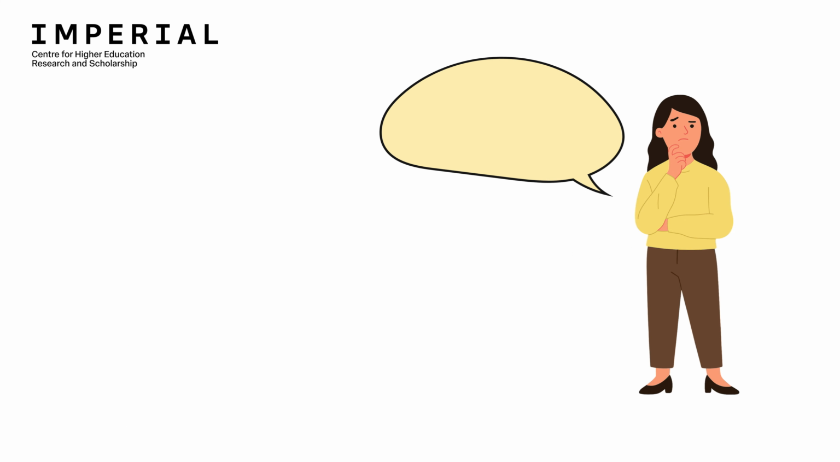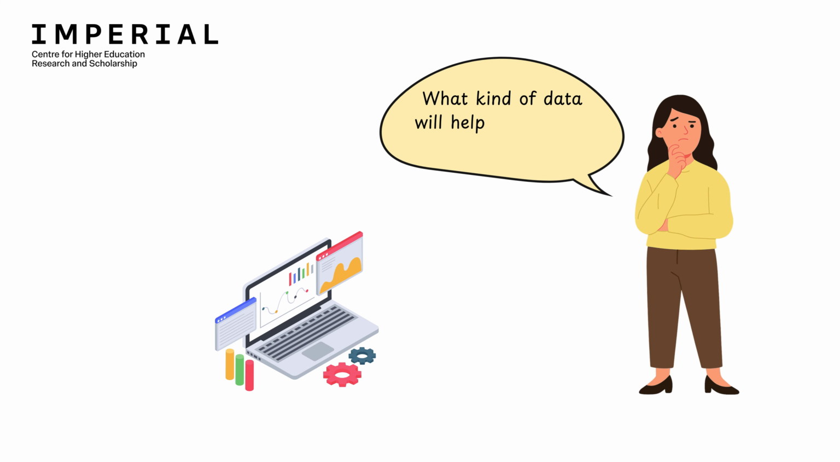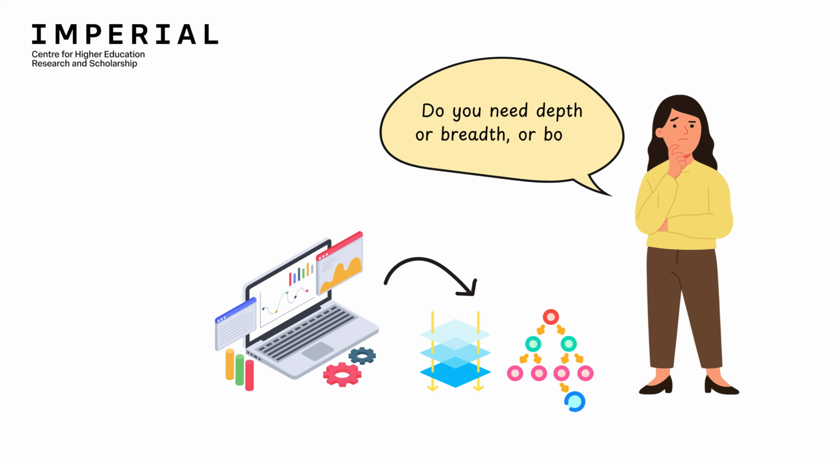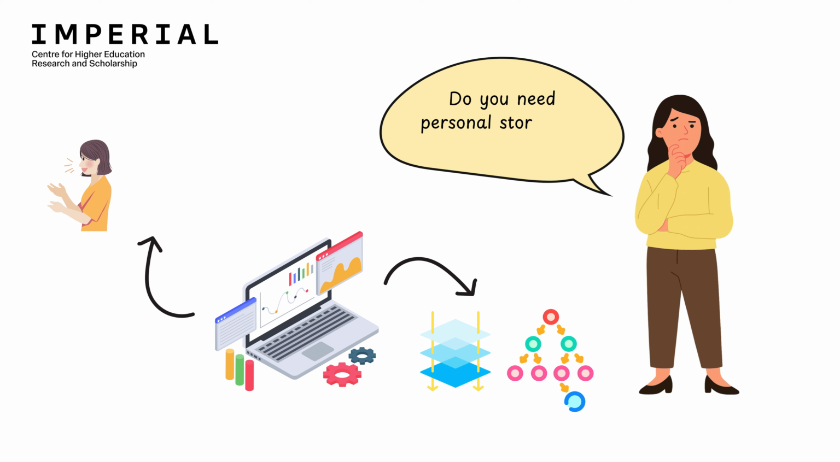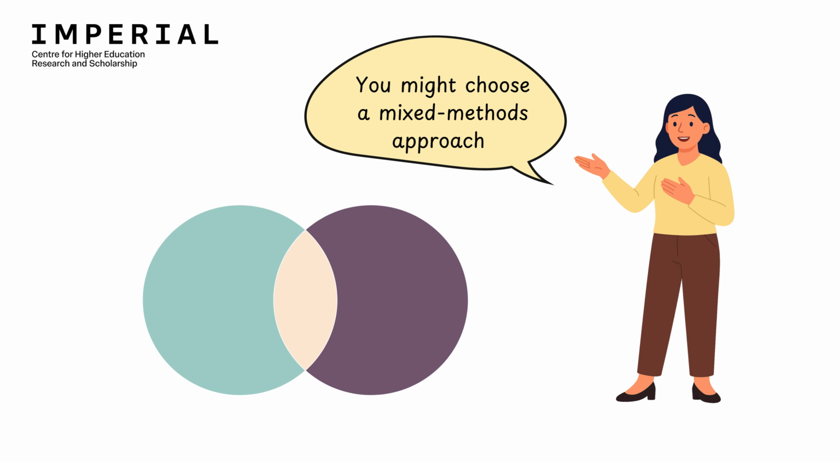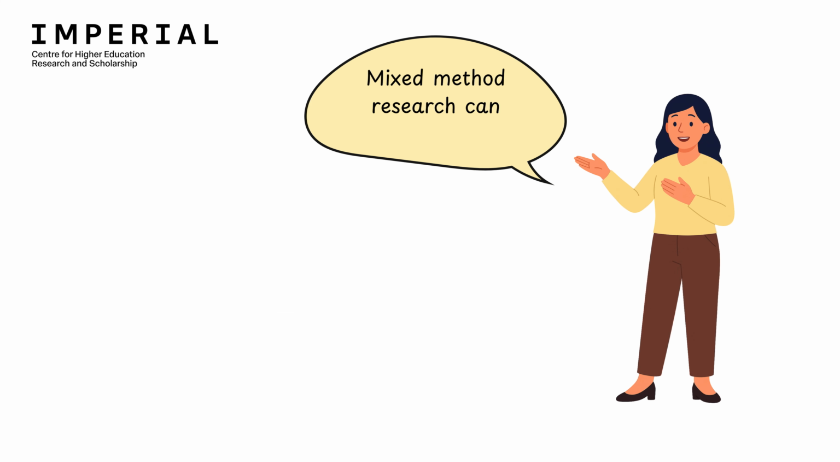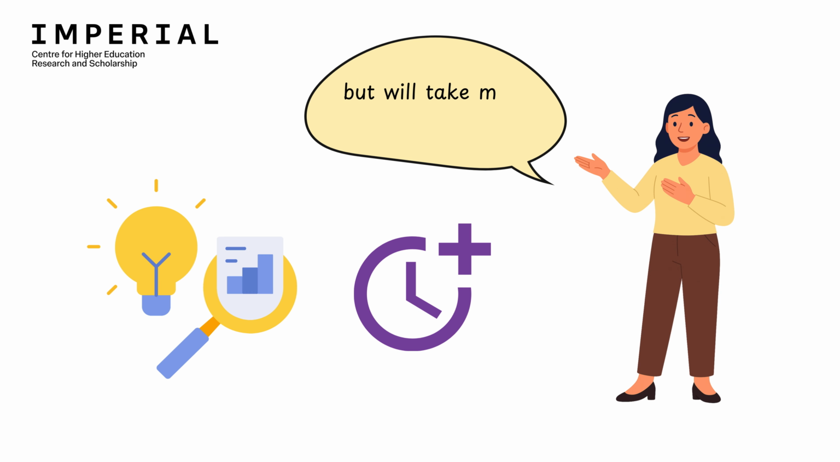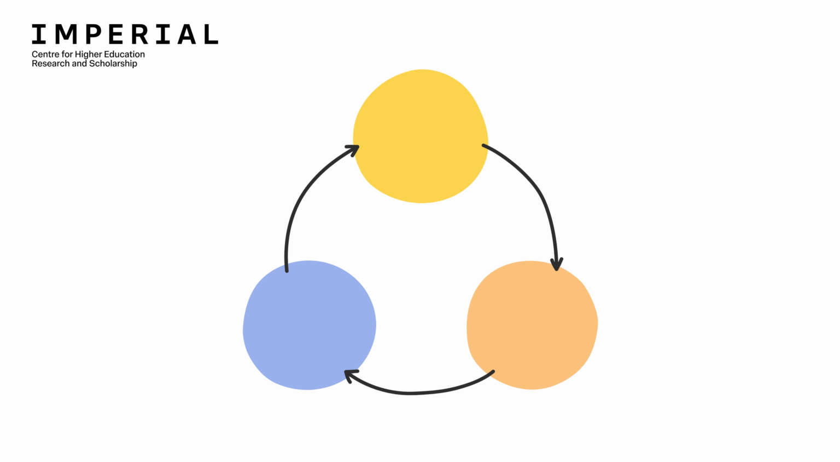Now, it's important to look at what kind of data will help you answer your question. Do you need depth or breadth or both? Do you need rich personal stories or general patterns across a group? You might choose a mixed methods approach, combining qualitative and quantitative tools, but only if it's clearly justified. Mixed method research can deepen insight but will take more time. It's important to be realistic, intentional, and mindful of potential constraints.